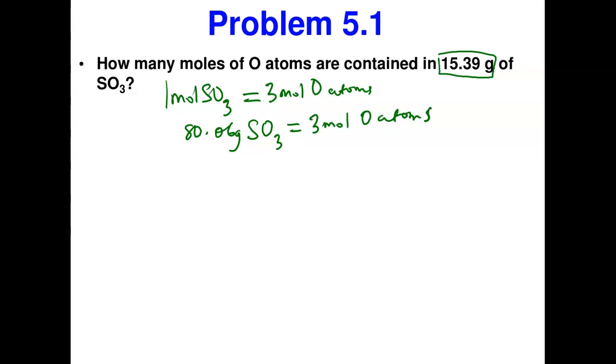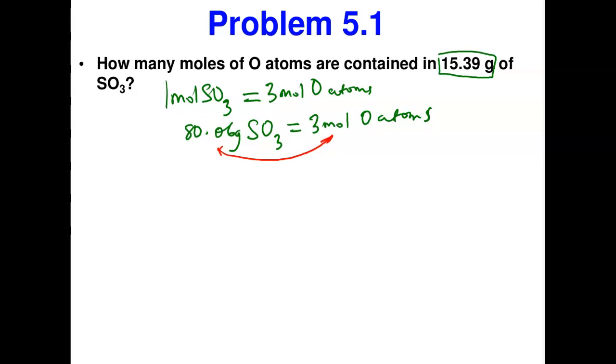So the basic thing we're going to do here is convert from grams of sulfur trioxide to moles of sulfur trioxide to moles of oxygen atoms. And that makes sense because we have that here. This is the conversion factor we need to do that. So we can even write 2 conversion factors from here. This is easy. We can make up 2 conversion factors.